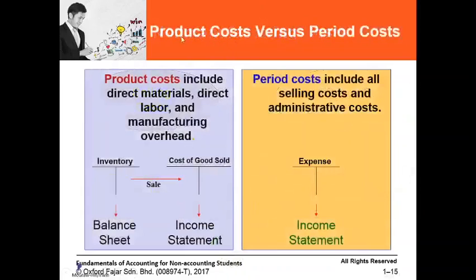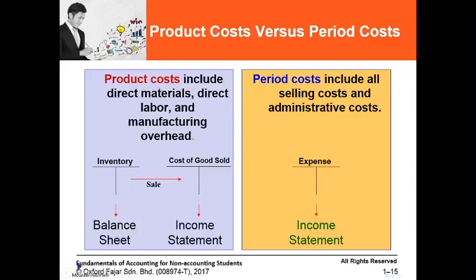Okay, so we need to distinguish as well between product cost and period cost. It's easy. Product cost is the manufacturing cost just now, which includes direct materials, direct labor, and manufacturing overhead. While period cost includes two: selling costs and administrative costs. So product cost is equal to manufacturing cost, and period cost is equal to non-manufacturing cost.